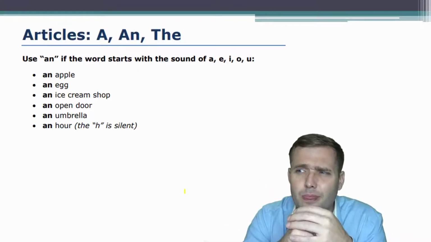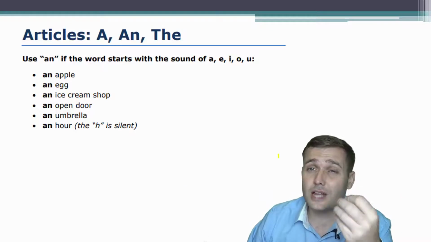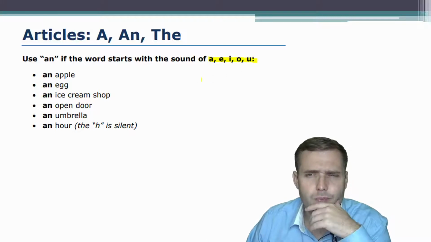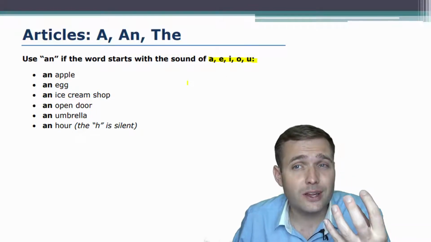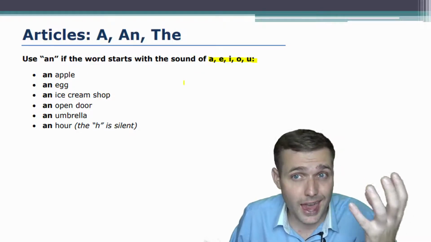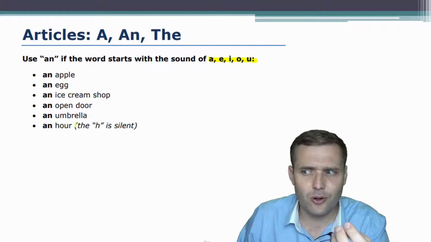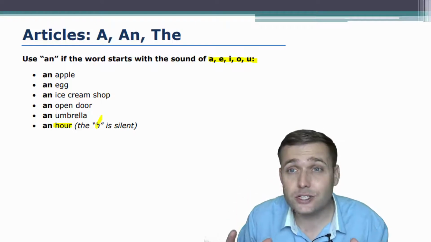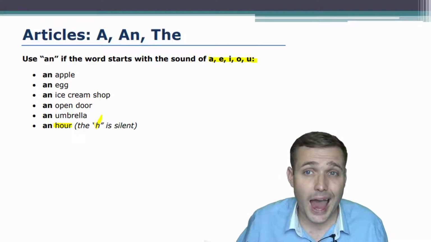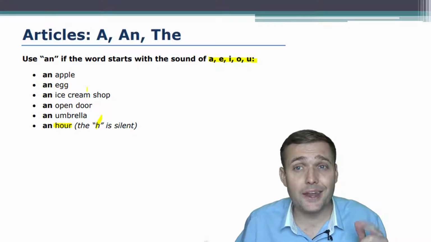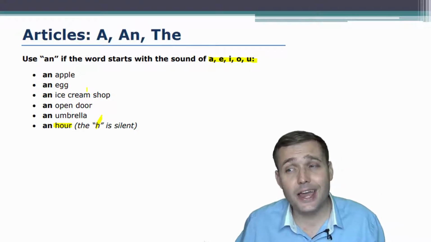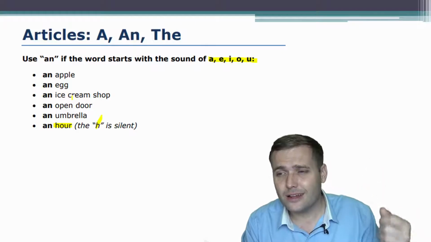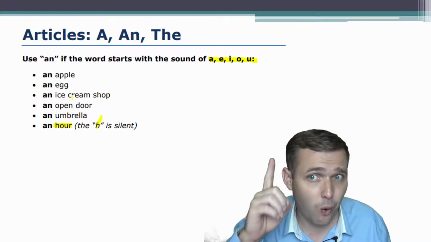Let's compare. We use an if the word starts with A, E, I, O, U, or if the word sounds like A, E, I, O, U. For example, hour, because the H is silent, so it makes the OU sound. An apple. An egg. An ice cream. An open door. An umbrella. An hour. It means one hour.